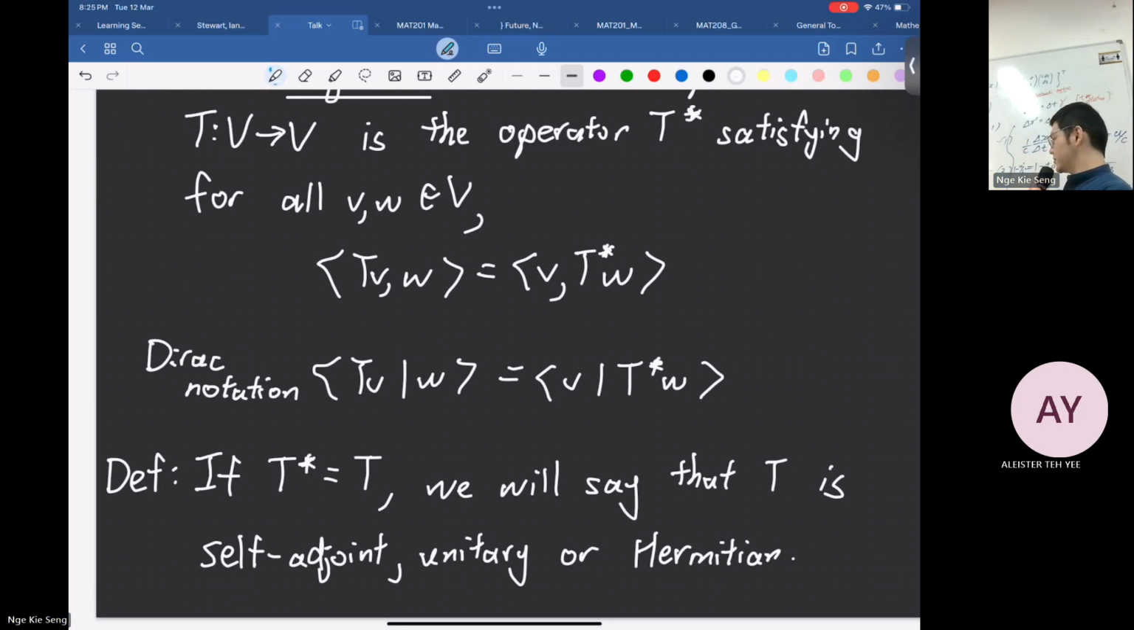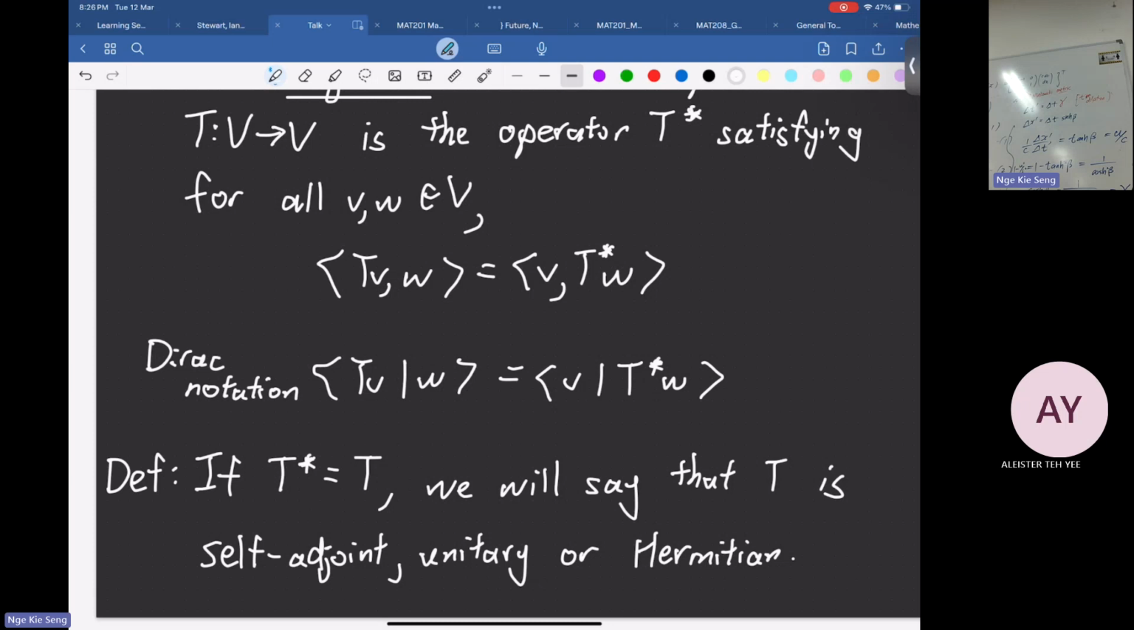So does that mean T star equals T inverse? Wait, let me think. No, because in quantum mechanics you have a unitary operator, U equals e to the iH. But in order to get U, this H must be Hermitian, which is to say H dagger equals H, or H star. So there is a connection between this and this, but they are not the same thing.